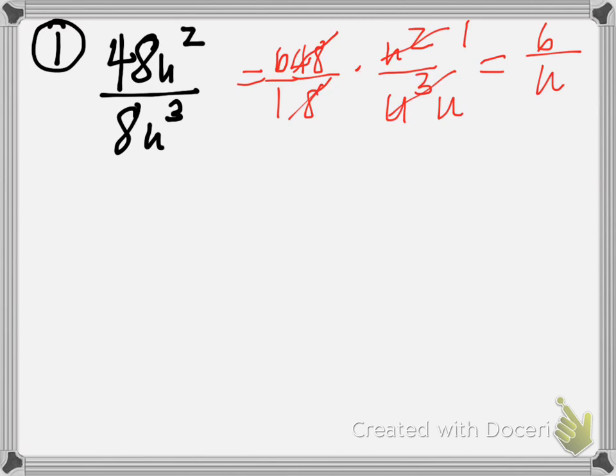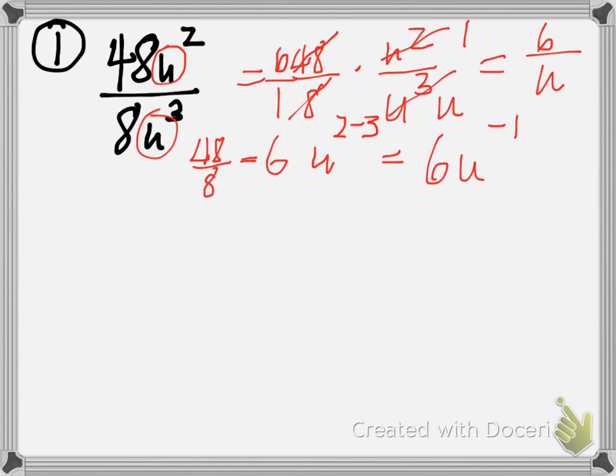The other way you can look at this one is by using the rule. I would take the 48 over 8, and I know that 48 divided by 8 is equal to 6. And then I'm going to use the quotient rule because I have bases of the same. So this would be u to the 2 minus 3, and so this is 6u to the negative 1. But if I have a negative power, I know I have to rewrite that, and that's telling me that the u is going to be in the denominator. That's what the negative tells me. So that is the first problem that you were asking about.